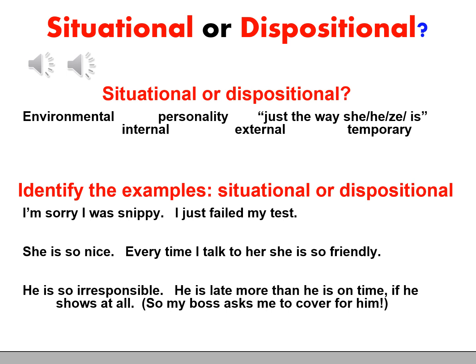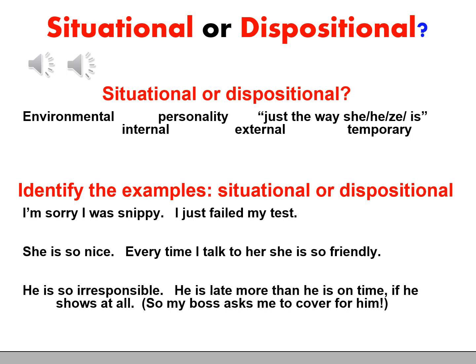Now, in terms of our 3 examples, you apologize for being snippy and just say, "I just failed my test." Well, clearly you're implying that you're not normally a snippy person. You're just snippy because of the situation. So that would be a situational influence. Perhaps you say about somebody, he or she or they, "so nice. Every time I talk, so friendly." So apparently this person has a sunny disposition.